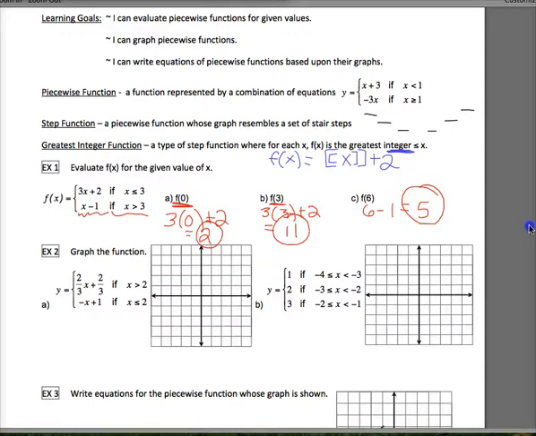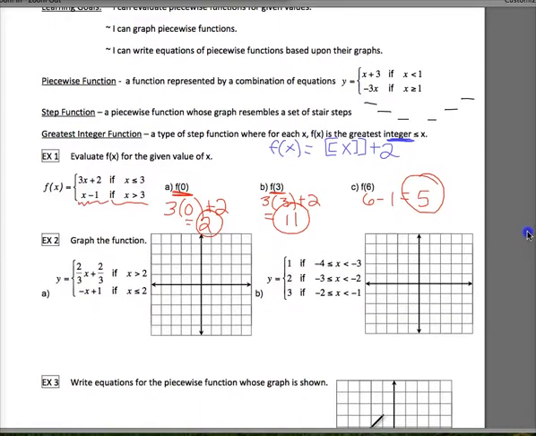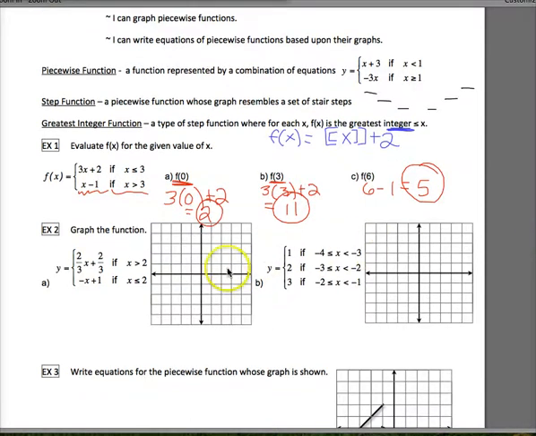Second learning goal, being able to graph piecewise functions. This will probably be just a little bit more challenging. It'll be a lot more challenging if you don't remember how to graph a line, but hopefully we all remember how to do that. So it wants us to graph in example 2, this first function, y equals 2/3 x plus 2/3 if x is greater than 2, and y equals negative x plus 1 if x is less than or equal to 2.